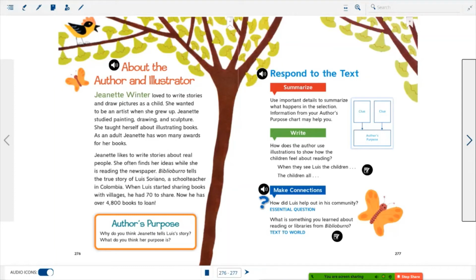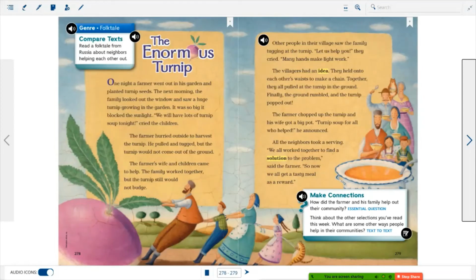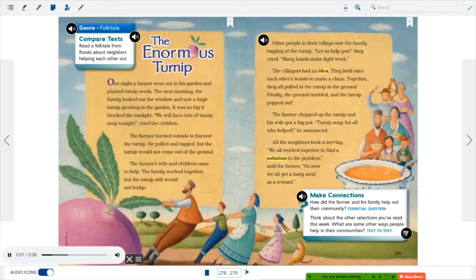All right, that takes us to the end of our first story. Now, our next one is a folktale. So a folktale is a story that comes from a particular country, and it's usually been passed down through the generations by people retelling it verbally to each other.